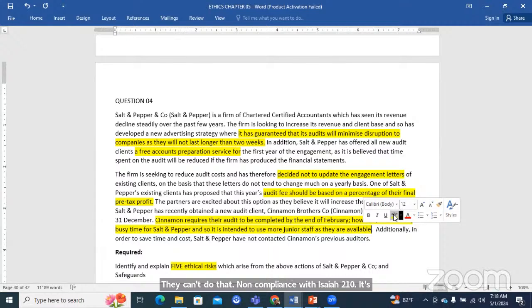That is not the client's mistake. That is not Cinnamon's mistake. It is the auditor's mistake. The auditor is not ethical. The auditor is not following rules. What is the rule? ISA 210.